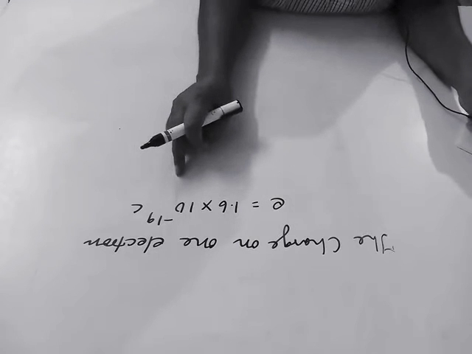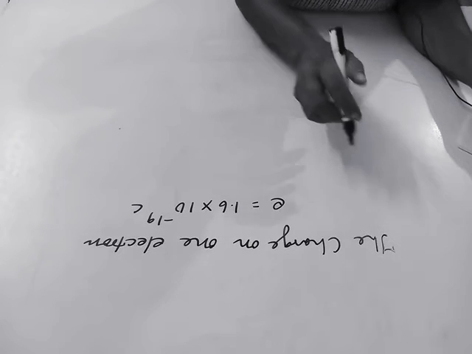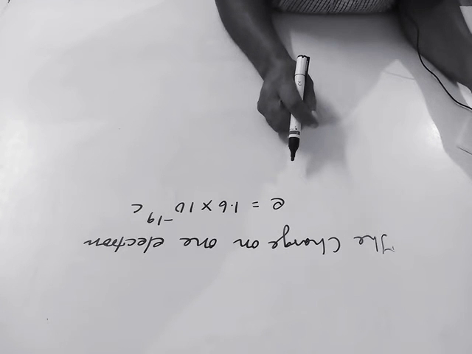Hello, I am going to discuss some questions of NCERT, chapter Electricity, intext questions. Some of the questions, not all the questions. For example, calculate the number of electrons constituting 1 coulomb of charge.